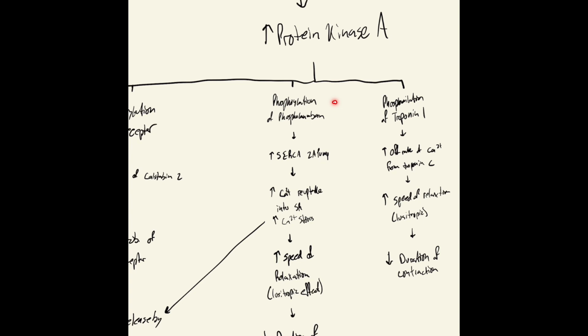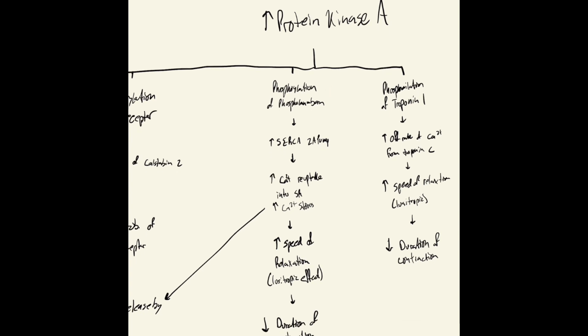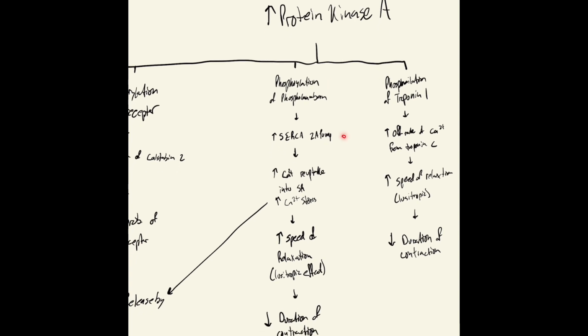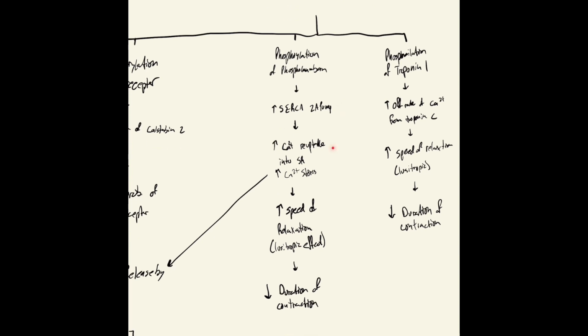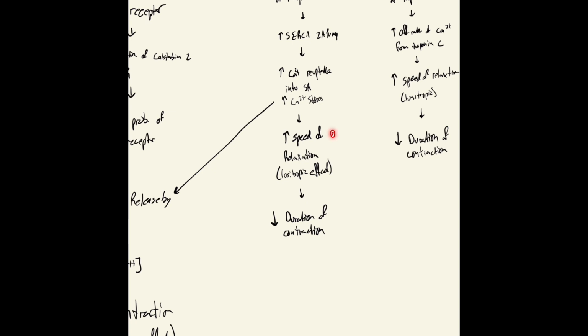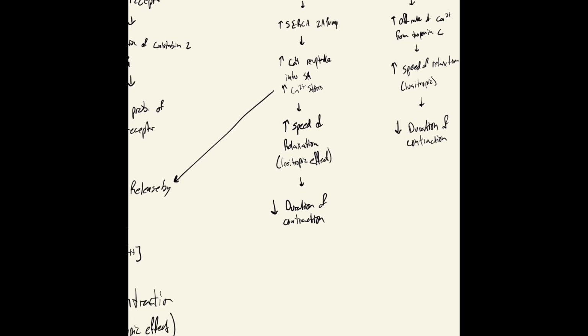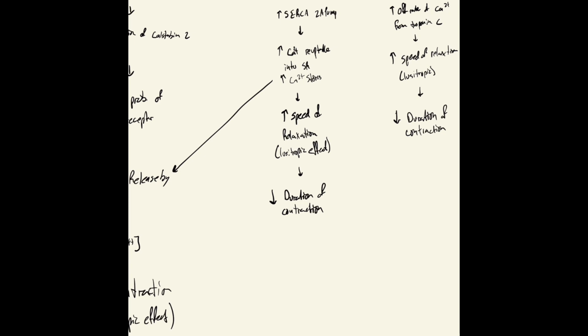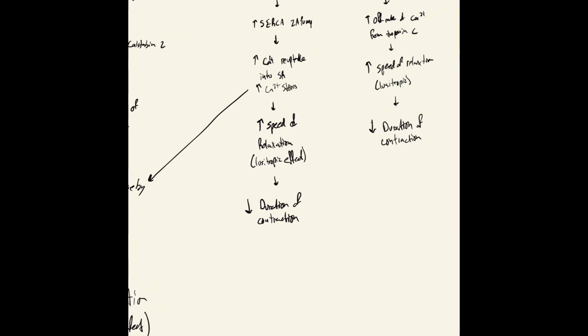Here, if we phosphorylate phospholamban, we increase the SERCA pump use in the SERCA 2A cell, which will cause calcium reuptake into the SR to be increased, which increases the calcium stores. The speed of relaxation will increase, which is the lusitropic effect, which will then decrease the duration of the contraction. Because we increase the rate of the relaxation, the entire length of contraction is shorter.